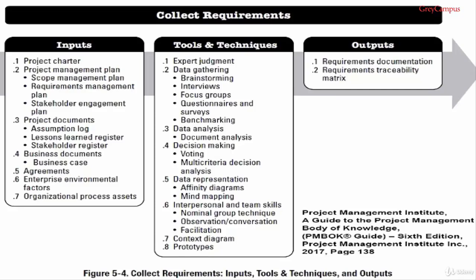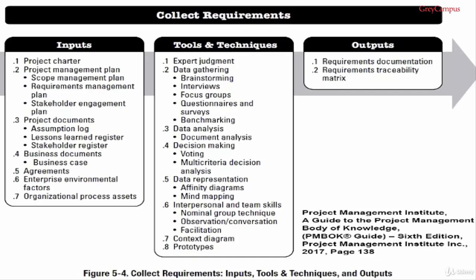Then input number 3, data analysis, and in particular document analysis. This is used to analyse existing documents to find clues about the requirements. A list of possible documents to check is listed on page 143 of the PMBOK guide. By this stage, we should have a lot of data, some useful and some not. We need to sort it out, filter it through some way to come up with a definitive list.